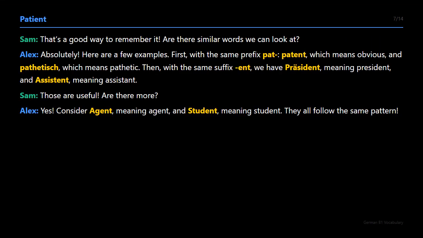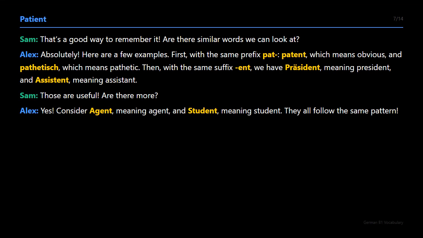Are there similar words we can look at? Absolutely. Here are a few examples. First, with the same prefix: Patent, which means obvious, and Pathetisch, which means pathetic. Then, with the same suffix, NT.